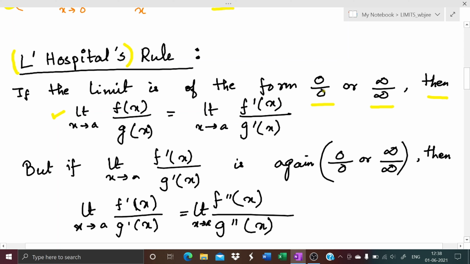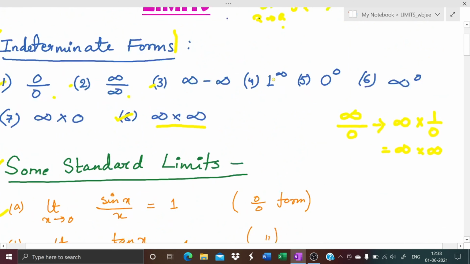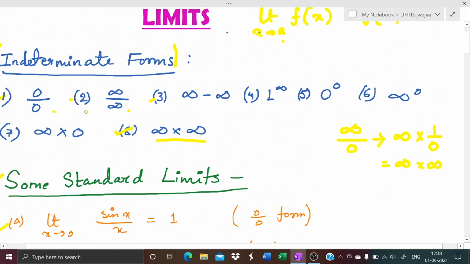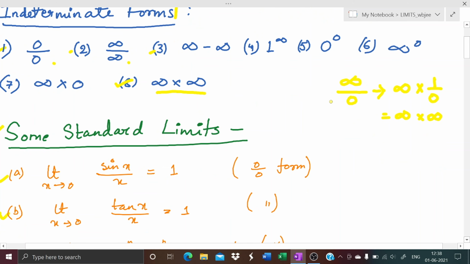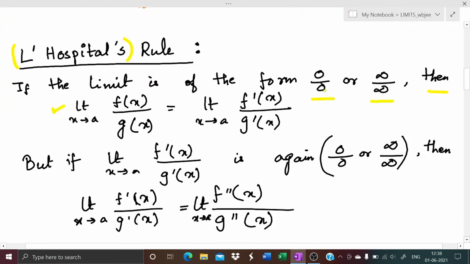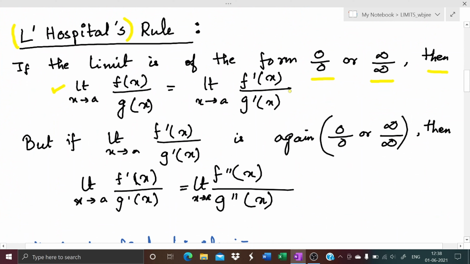Now this is applicable for both 0 by 0 and infinity by infinity forms only. As you have seen, there are 8 indeterminate forms. Out of these, only when it is 0 by 0 or infinity by infinity can you apply L'Hopital's, otherwise you cannot. Infinity by 0 form, in this form you cannot apply L'Hopital's. Okay, so suppose that after taking the first derivative, even this is giving 0 by 0 or infinity by infinity, then again you can further take the derivative, the second order derivative, and again if this comes out to be 0 by 0 or infinity by infinity, you can again take the third derivative.